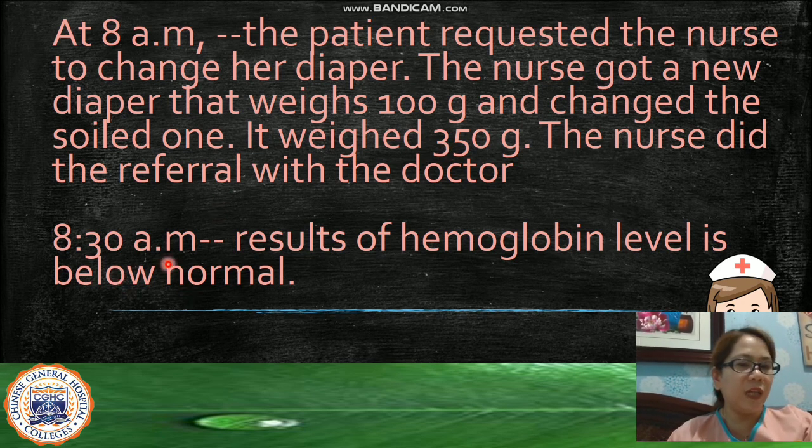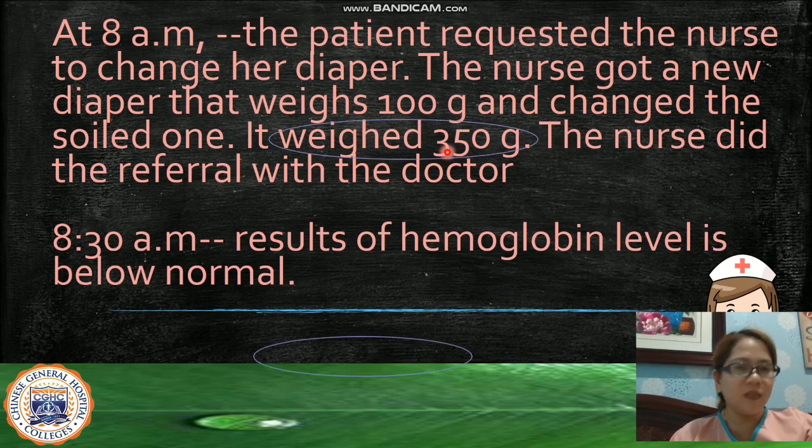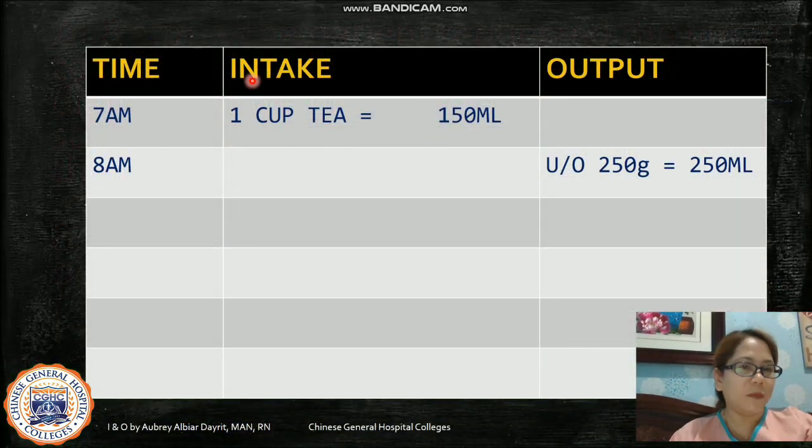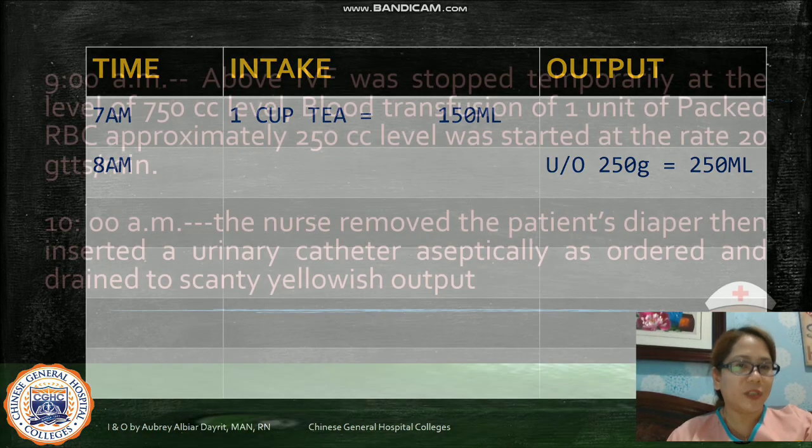So, at 8:30 a.m., results of hemoglobin level is below normal. So, wala tayong entry dito. Dito lang sa 8 a.m. meron tayong urine output. So, ilagay na ulit natin yan doon sa ating table. So, at 8 a.m. urine output 250 grams or 250 ml. Remember, lahat ng intake output natin should be in ml or milliliters.